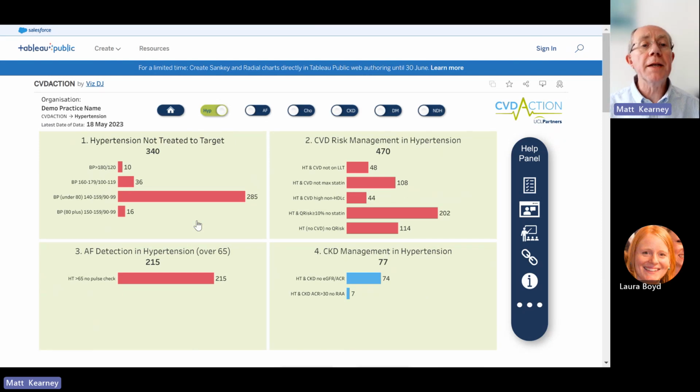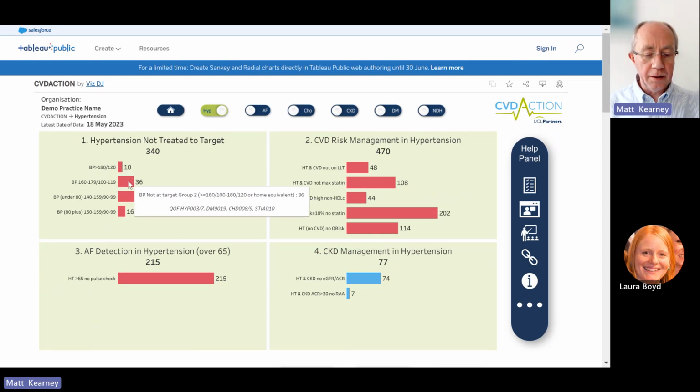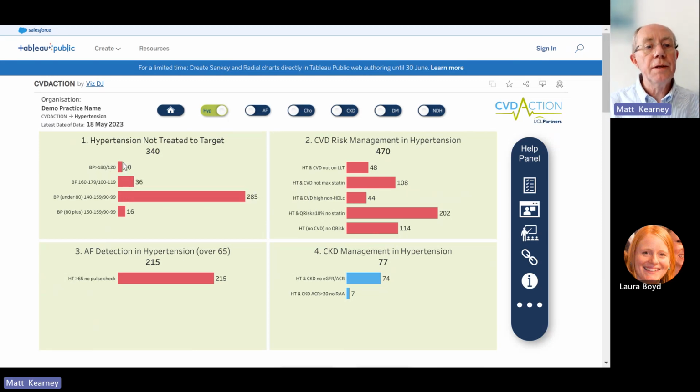So there are 4 domains here: blood pressure not treated to target, lipid management in patients with hypertension, that broader cardiovascular risk, pulse checking on an annual basis for AF detection, and CKD management in hypertension. So in the hypertension not treated to target, I can see there's 10 patients in my practice whose blood pressure is above 180, and a further 36 whose blood pressure is between 160 and 180. If I click on both of those, then I will be able to see the whole list of patients.